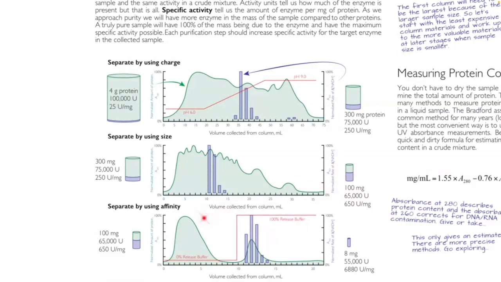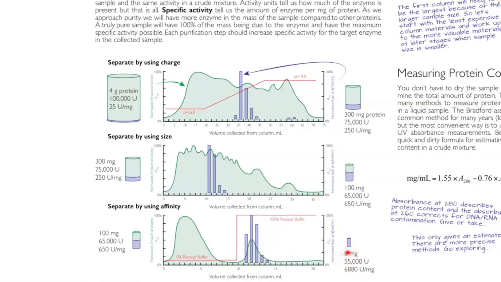Well, then I take this sample and I put it through the affinity column. And you can see what happens here. We have all the proteins that aren't mine, and then the protein that's mine. And there is the sample. I finally ended up with 8 milligrams, but this is pure. Let's imagine it is pure. 8 milligrams, 55,000 units of activity. So I started with 100,000 units, 4 grams. I ended up with 55,000 units. So I got 55% of my activity out of this in 8 milligrams.